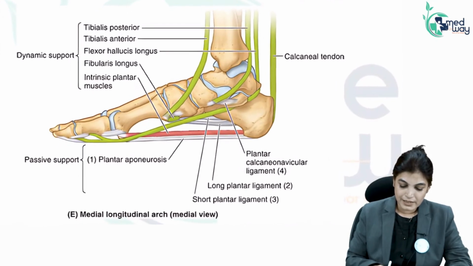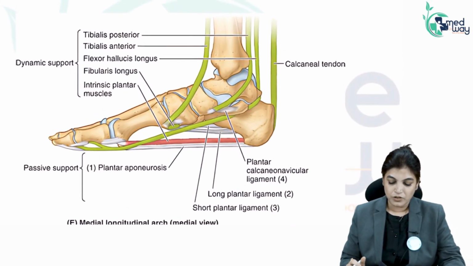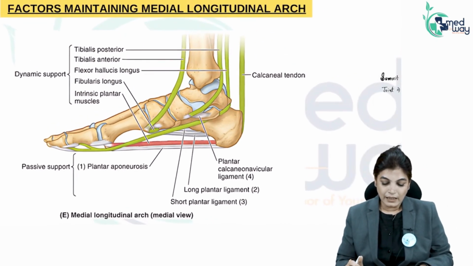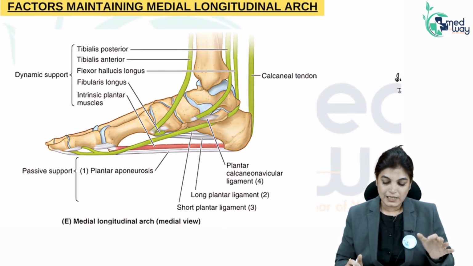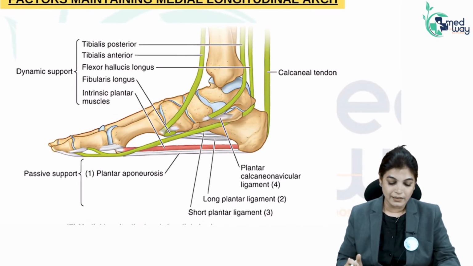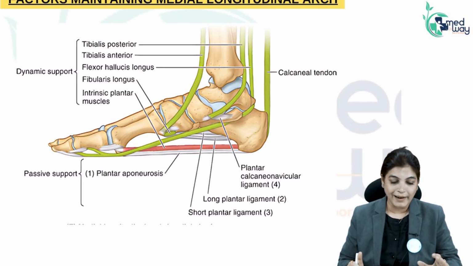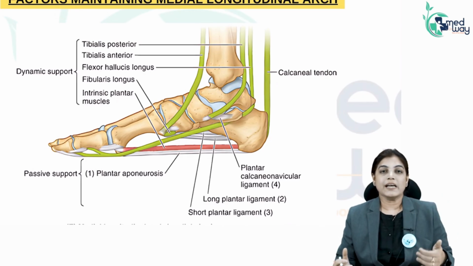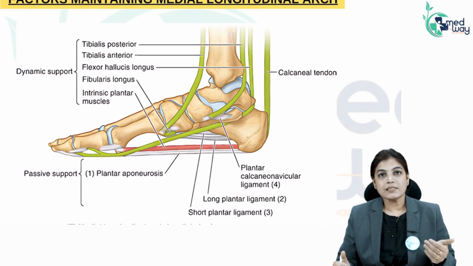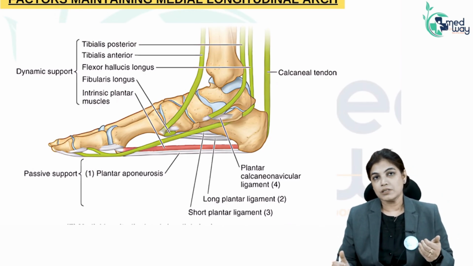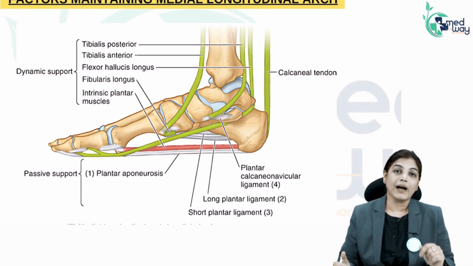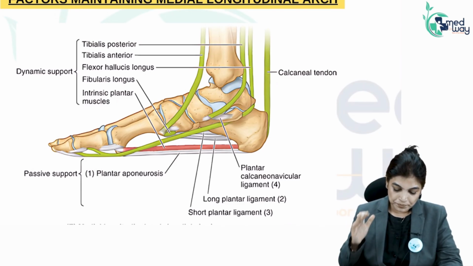Now other than that, I would like to talk about the factors. For understanding the factors which maintain the medial longitudinal arch, I am slightly enlarging the image. When I enlarge the image, it is quite clear that you are seeing the arch from the medial aspect. And now we can talk about the factors maintaining. If we talk about the factors maintaining, there are bones, ligaments, muscles, muscle tendons, and aponeurosis. These are all very important for the factors maintaining the medial longitudinal arch.